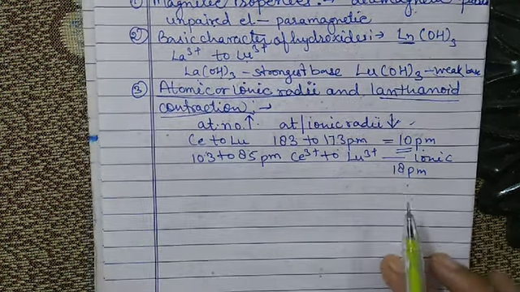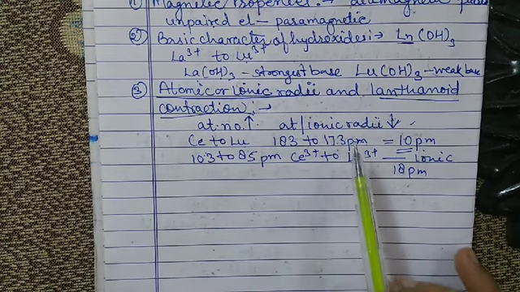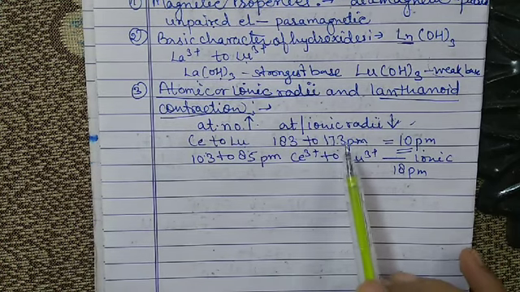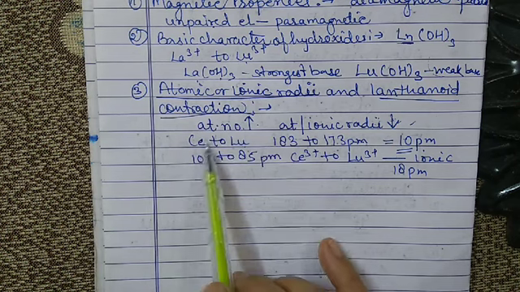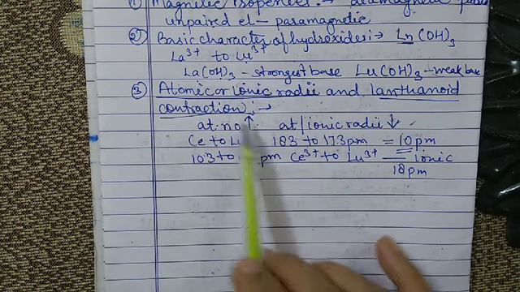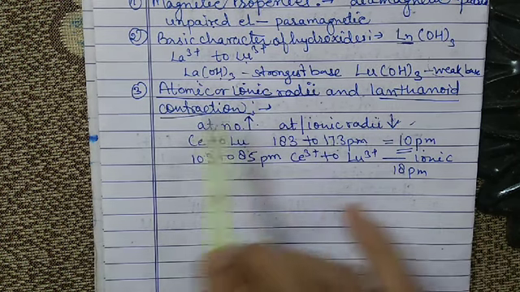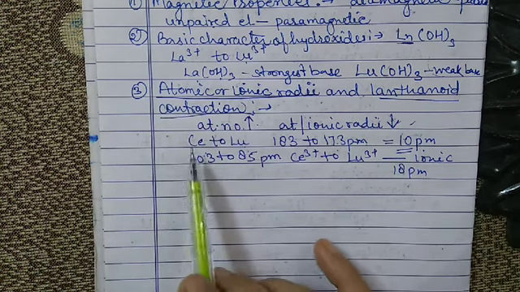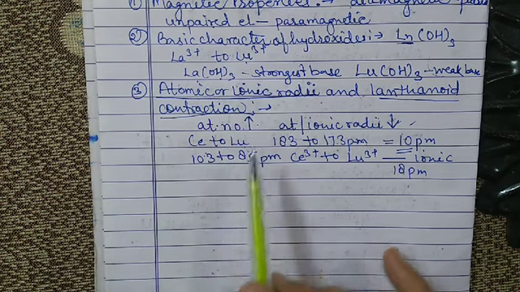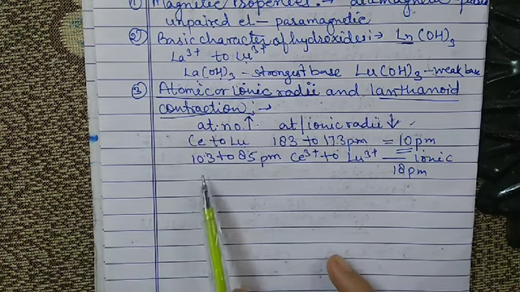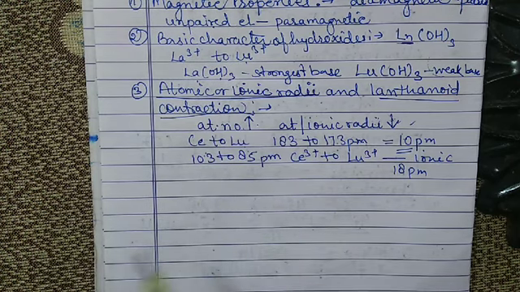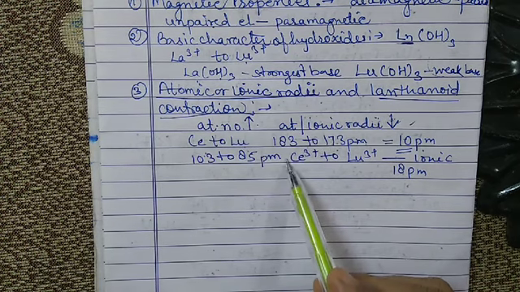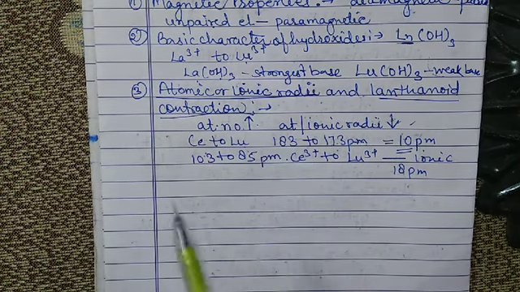Let us discuss the cause. In the lanthanoid series, as we move from one element to another, and this is only for the lanthanoids, the nuclear charge increases by 1 unit and 1 electron is added.